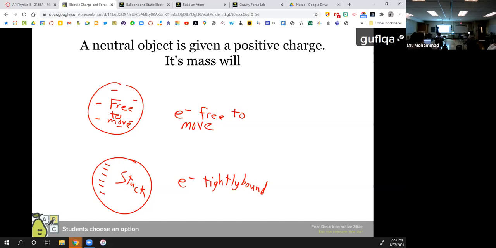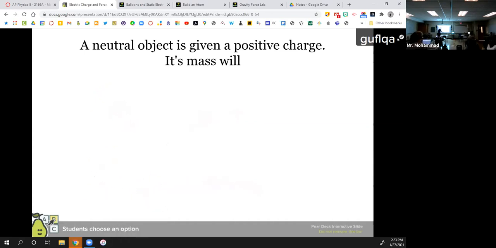Now, here are a couple of questions. If a neutral object, so this is kind of going to be a little bit of a thinking question. If a neutral object is given a positive charge or becomes, rather than saying given, let's just say becomes positively charged. Because I don't want the wording of this to screw you up. If something is given a positive charge, that's the same thing as becoming a positively charged object. So if something becomes positively charged, and also there's a grammar error here, it should be, it's not, it is mass.